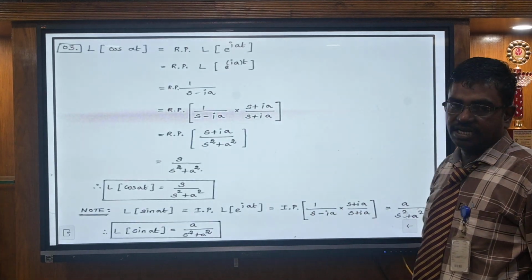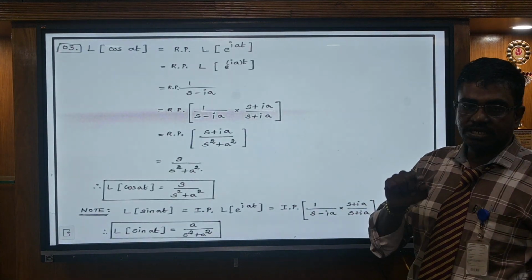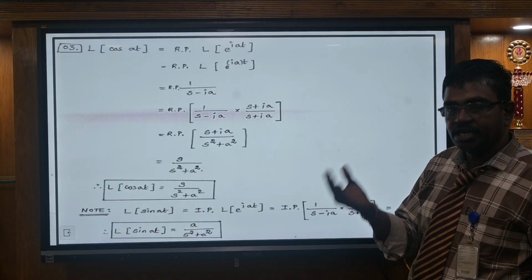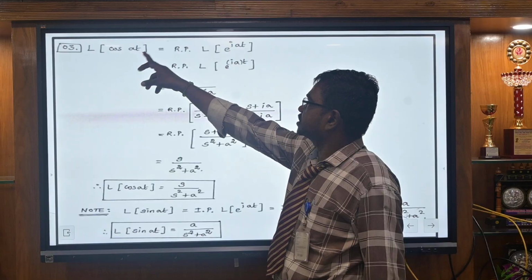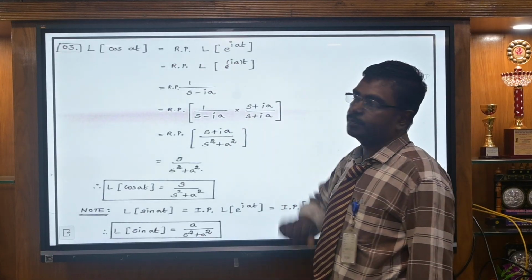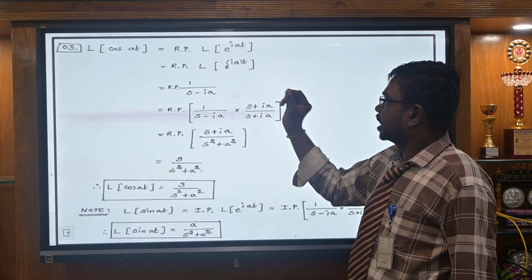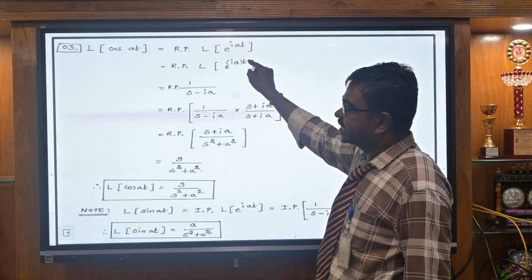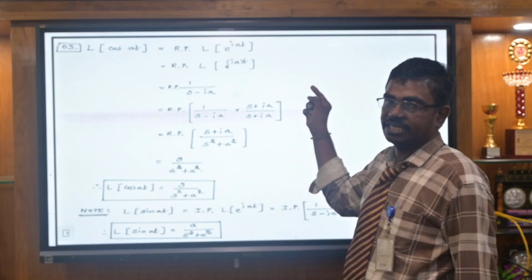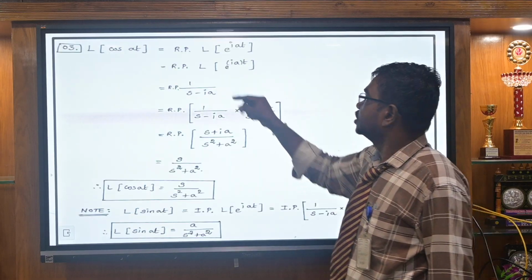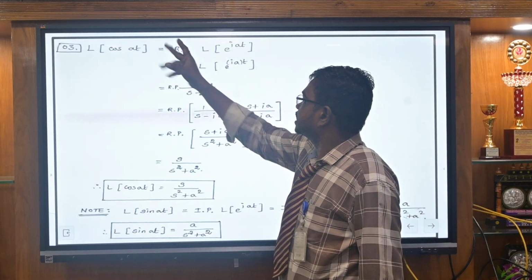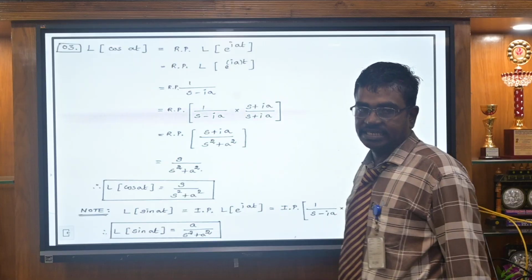So L of cos at. We already know L of e power at and L of e power minus at. We can use this. What is the cos at formula? Real part of e power iat. So e power iat means cos at plus i sin at. What is the real part? Cos at. So cos at is nothing but the real part of e power iat.